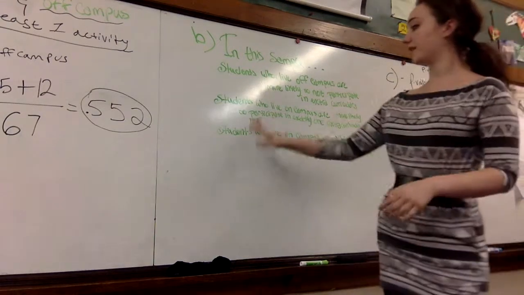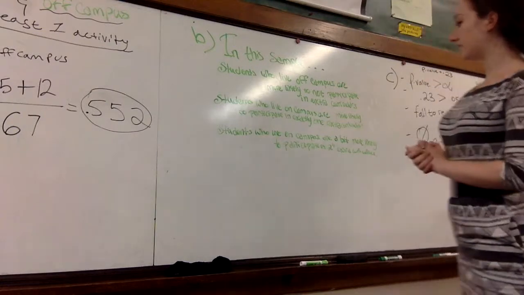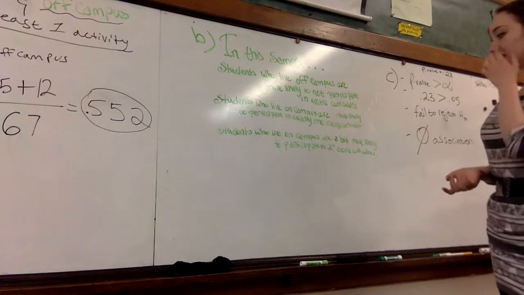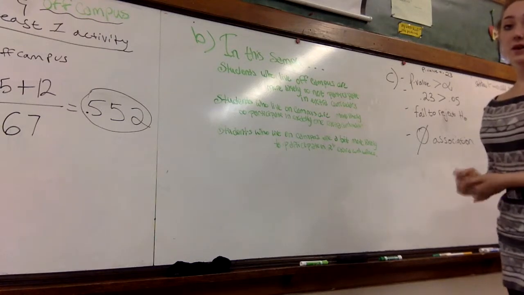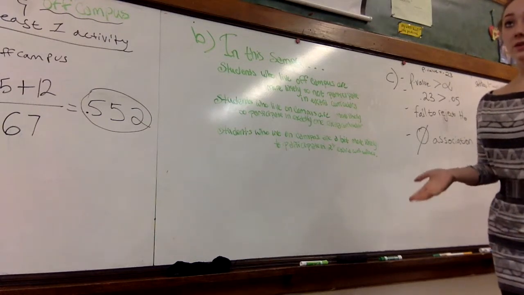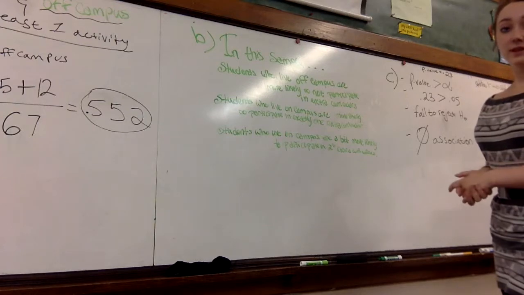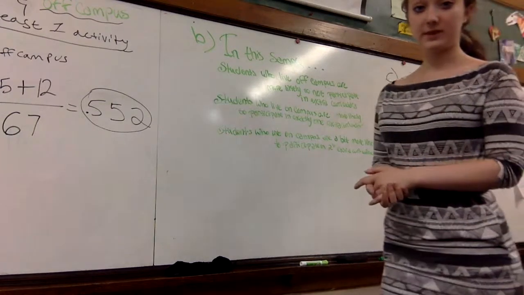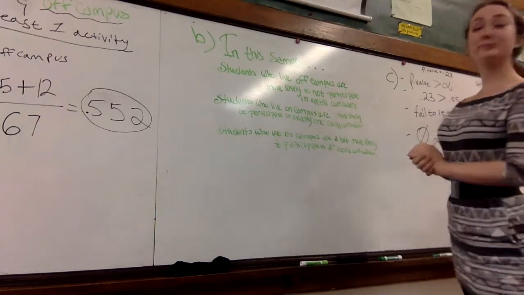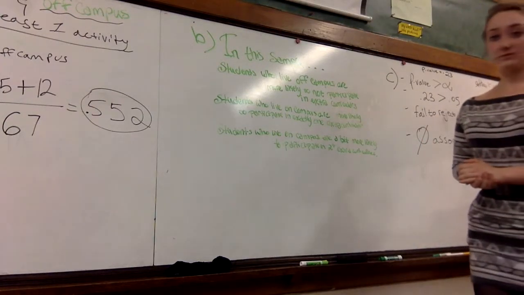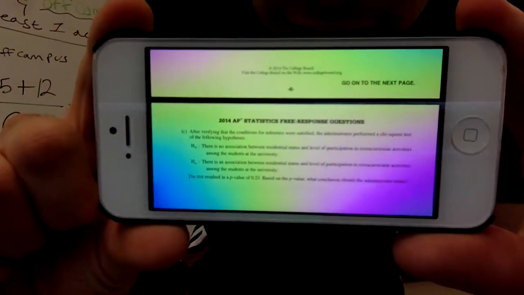And then finally, the students who live on campus are a bit more likely to participate in 2 or more extracurriculars than those who live off campus. So generally, the students who live on campus are more likely to be participants in extracurriculars. Yay! So now we go to the last part, which is part C, which looks like this, if you'd like to read it.